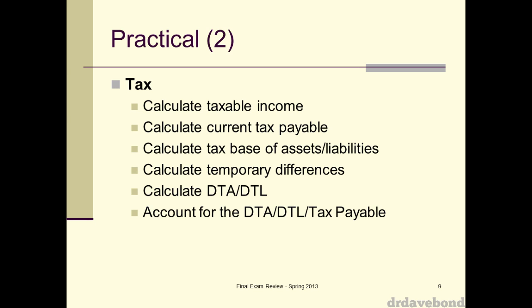Once you've determined the taxable income, the first step, calculating the current tax payable, is straightforward, which is only taking the tax rate and multiplying that by the taxable income. With the next three steps, calculating the tax base of assets and liabilities is the difficult one. Once you've got that, the temporary differences will literally be the difference between the tax base and the carrying value. So the temporary differences are easy. The DTA or DTL just requires an understanding of whether that temporary difference is assessable or deductible. So you should be aware of how to do that.